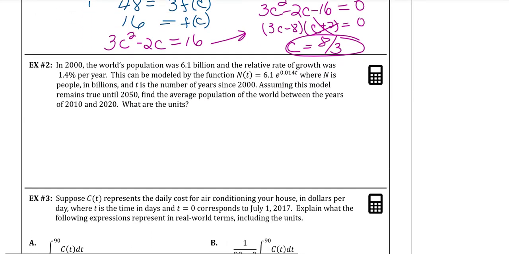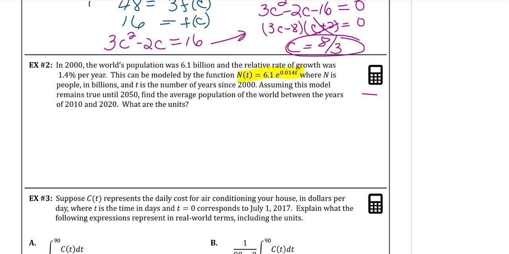Okay, question 2, which we can now use a calculator for. In 2000, the world's population was 6.1 billion people, and the relative rate of growth was 1.4% per year. This can be modeled by the function N of t equals 6.1 times e to the 0.014t, where N is the people in billions and t is the number of years since 2000. Assuming this model remains true until 2050, find the average population of the world between the years 2010 and 2020.